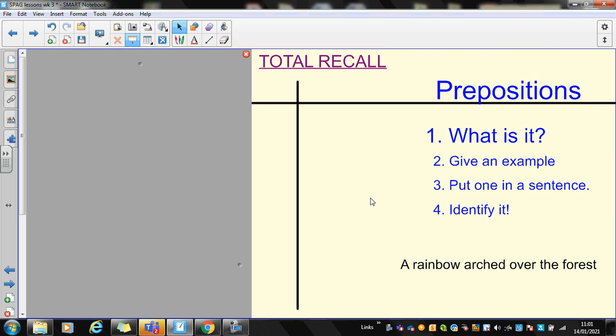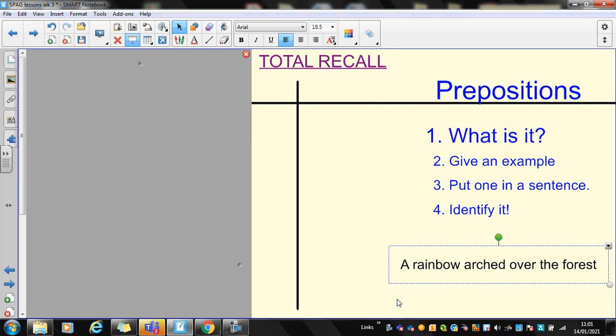Okay, so a preposition is a word that can help you say where something is by giving its position. So lots of examples including words like over, under, on, in, around, inside, beside, next to. There are more and more. Hopefully you managed to put your word in a sentence and then you've written this one out. Let's have a look. A rainbow arched over the forest. So hopefully you're very confident you can find the preposition straight away.